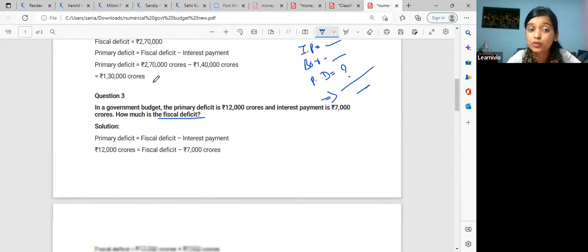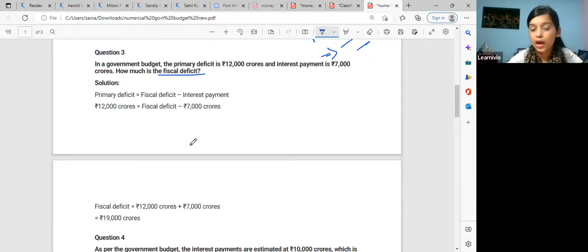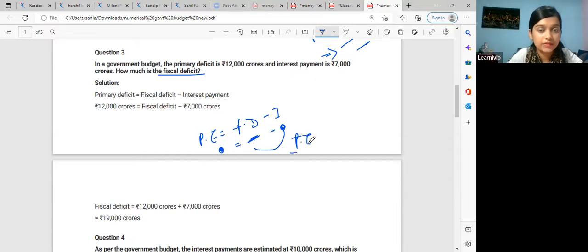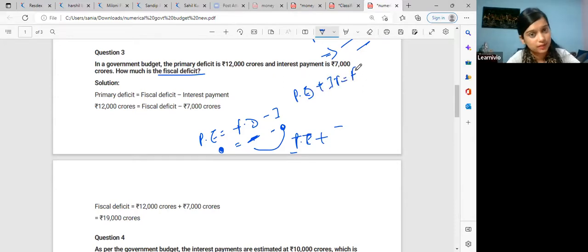I hope everyone can do this, the easiest one, but the only thing is how you will be solving it. You'll be writing the formula: primary deficit equals to fiscal deficit minus interest payment. Over here, the entries are given and you have to find this one. So it will be primary deficit plus interest payment equals to fiscal deficit, the easiest one. Okay, everyone quickly do the question: primary deficit is this, you have to find fiscal deficit.